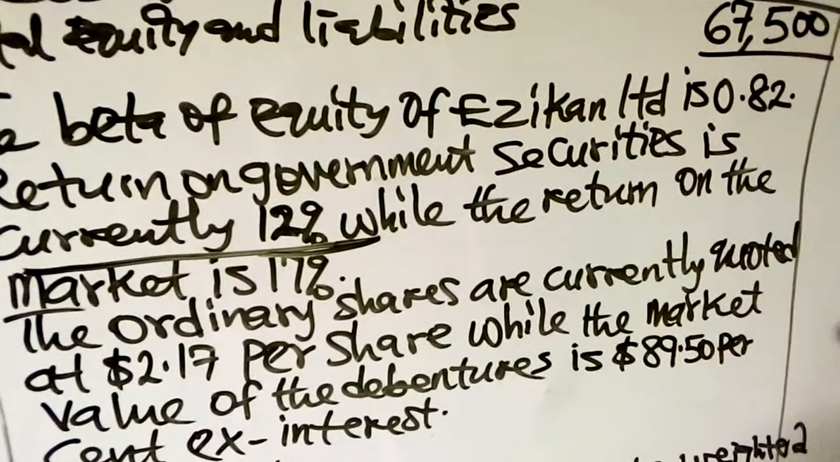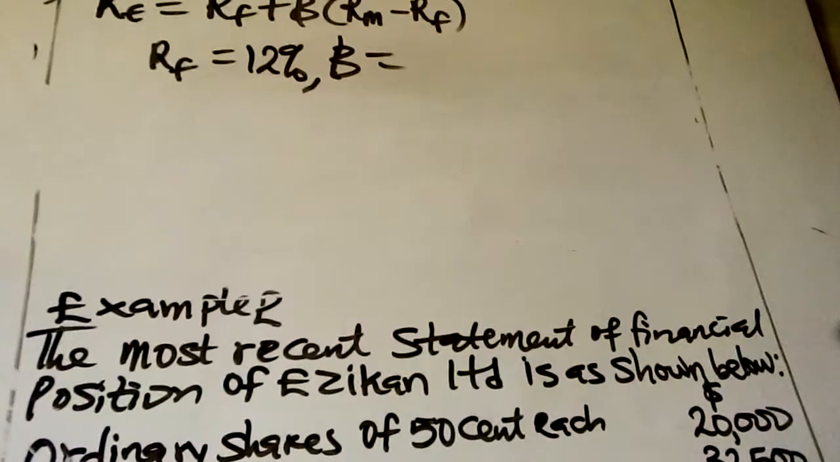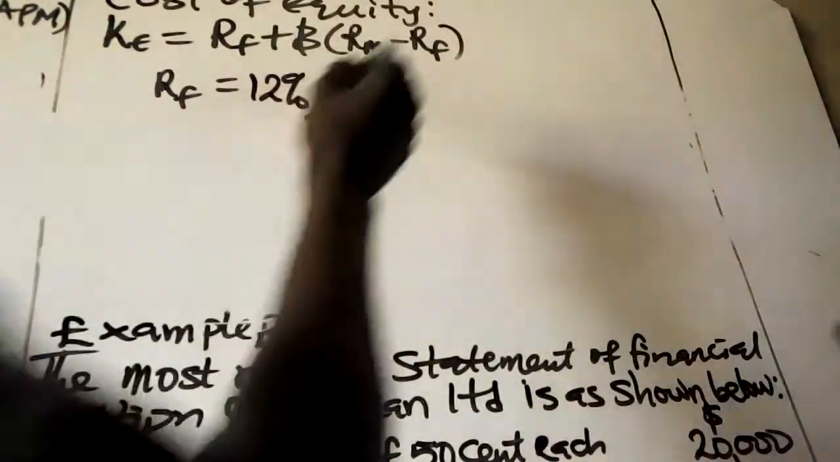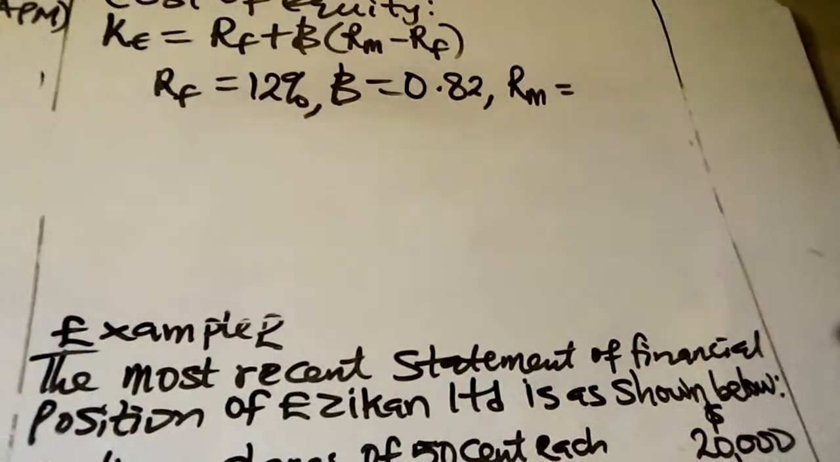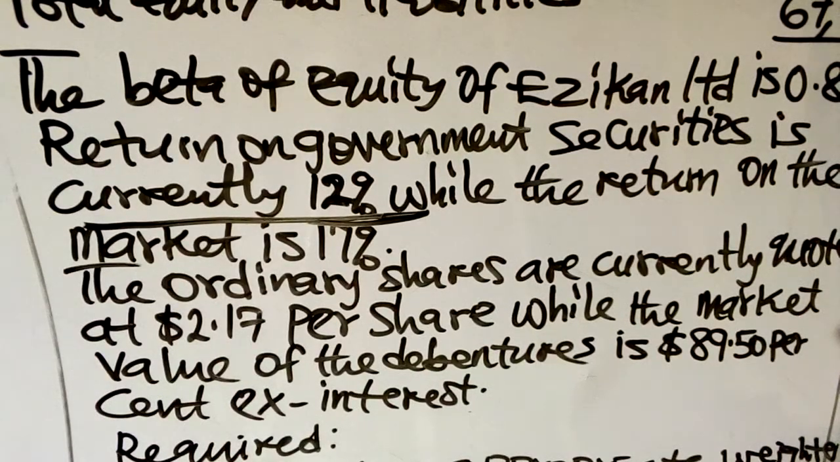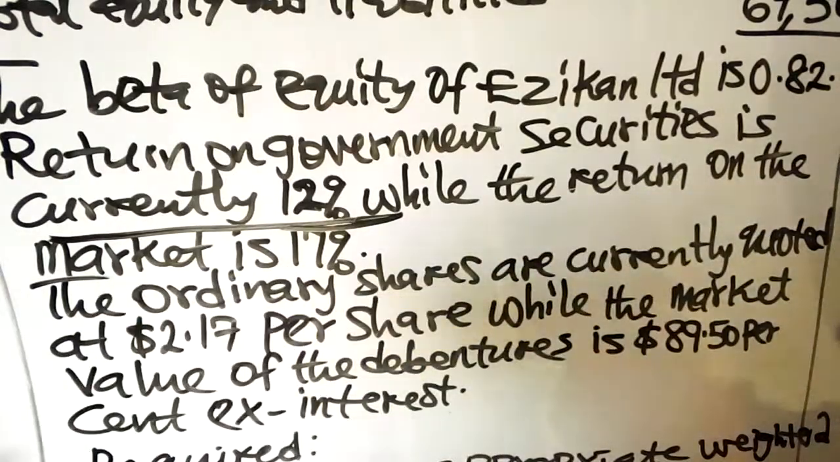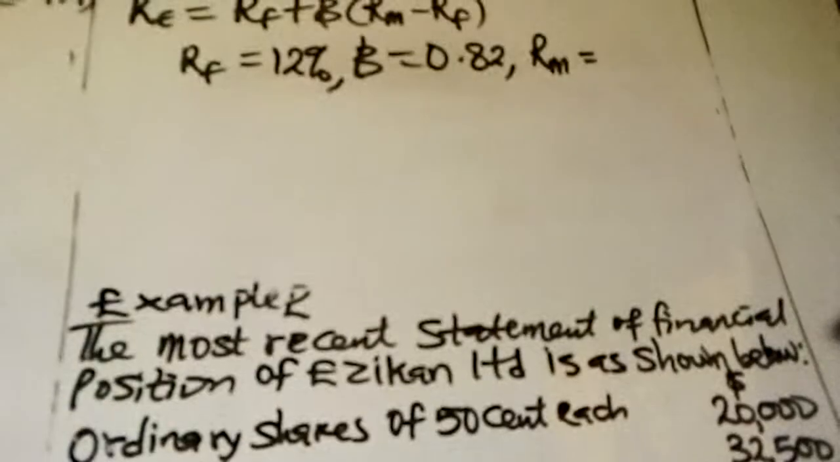The beta is equally given. The beta of equity of Ezikan Limited is 0.82. And the return on the market is equally given. The return on the market is 17%. So market return is 17%.